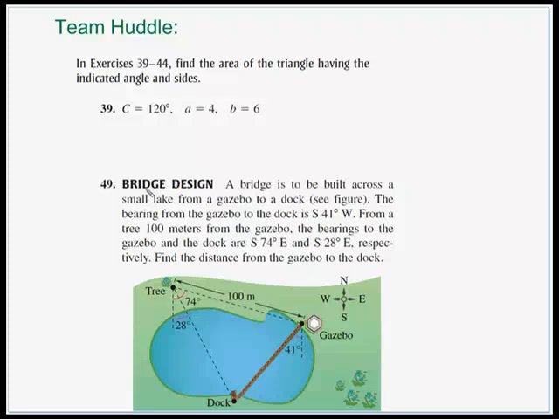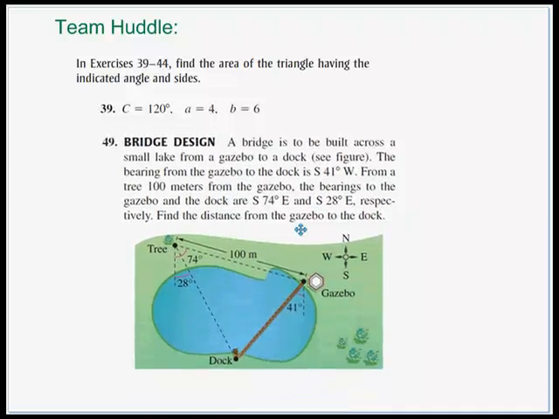In number 49, bridge design. A bridge is to be built across a small lake from a gazebo to a dock. See the figure. The bearing from the gazebo to the dock is south 41 west. So here's the gazebo. The dock is over this way. Its bearing is south 41 degrees to the west. So here's a 41 degree angle from this north-south line.